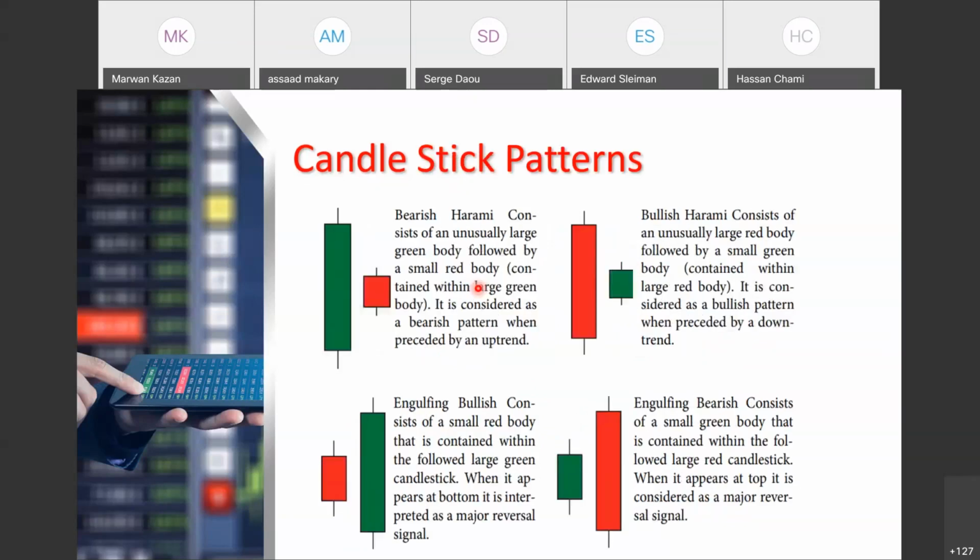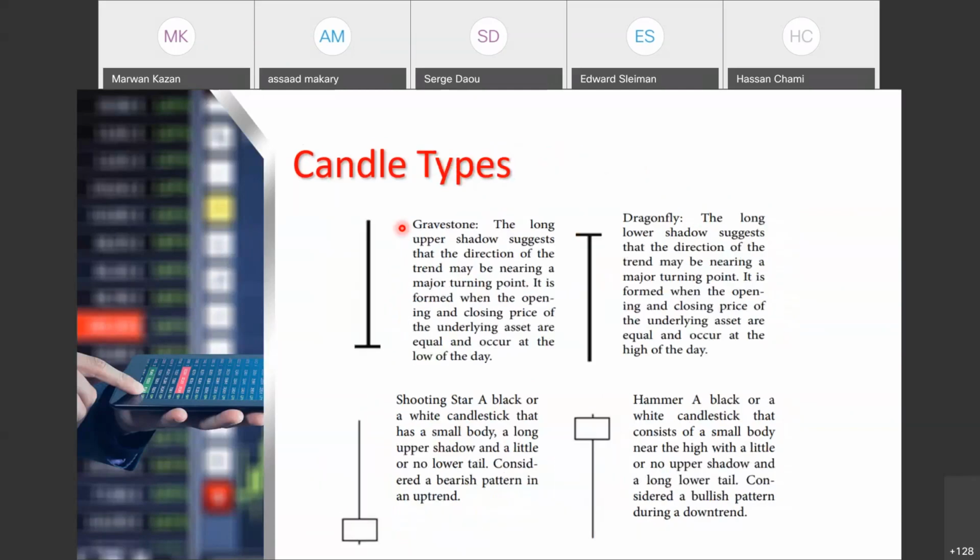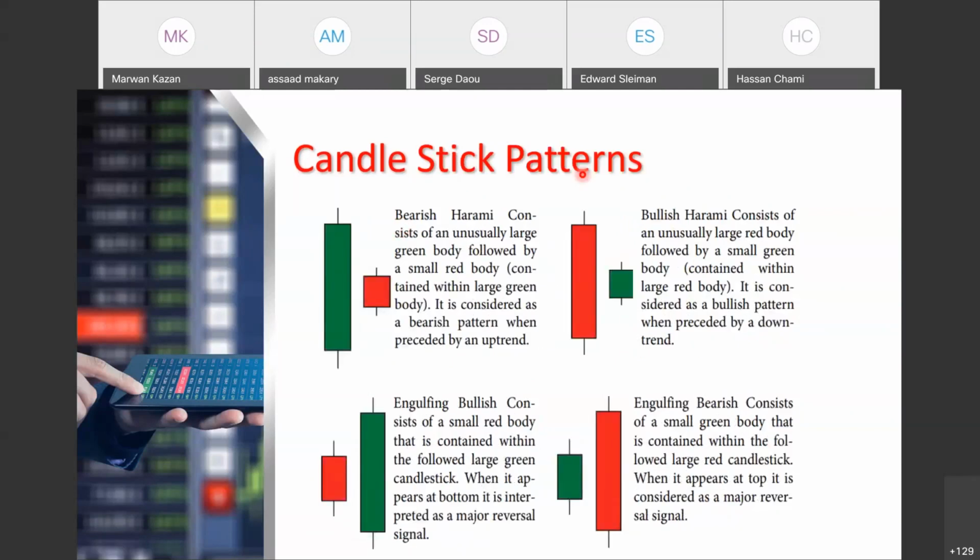Now, patterns. The patterns may tell us something important. We saw the candle types. Now these candle types, if we put them together, make candle patterns. Candle patterns tell us interesting things that predict the future for us.